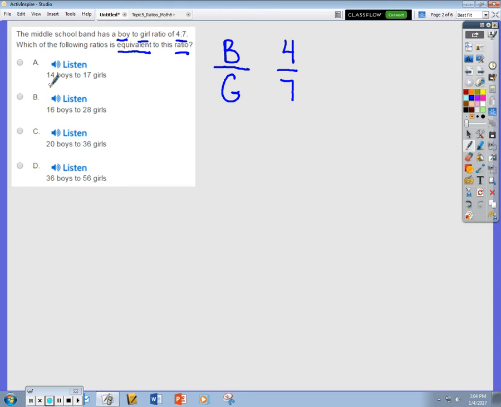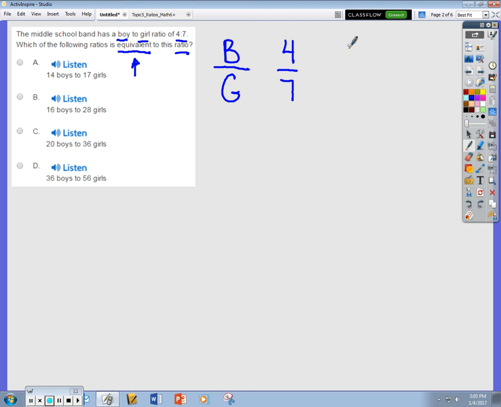Now, the first one says 14 boys to 17 girls. So I'm going to write this here, 14 to 17. Remember, we want to make an equivalent ratio. We talked about either using multiplication or division to make equivalent ratios. Well, I cannot think of a factor that I can multiply 4 by to get 14, or a factor that's the same to get 17. So I'm going to erase this. It's not going to be choice A.